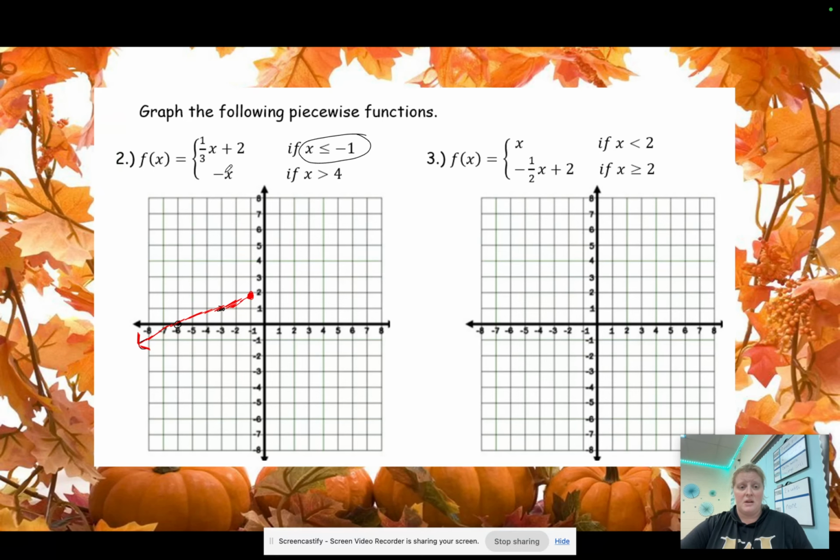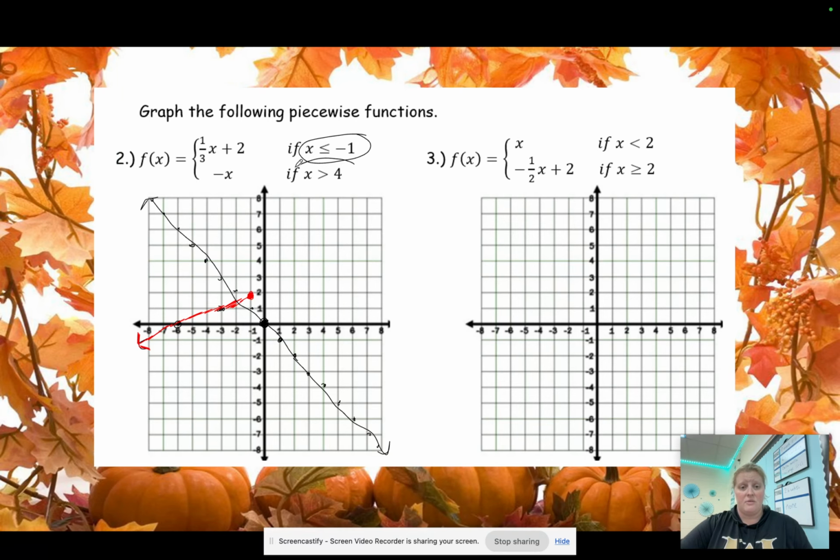Okay, and then we're going to do our next line. So -x, that would mean I start at 0, and I go down 1, right 1, and I just keep doing that. And you have this nice, beautiful diagonal line. You connect them. Okay, so we took care of the line.